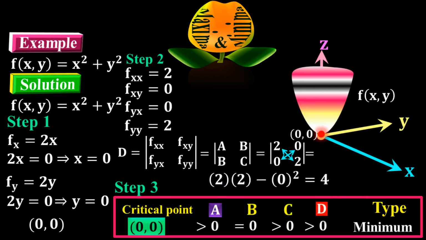But look, normally we don't care about b and c. We only care about the critical points, a and d. Always look to the values of a and d at the critical points. Based on that, you identify the minimum and maximum point. And that's all for this topic of maxima and minima.